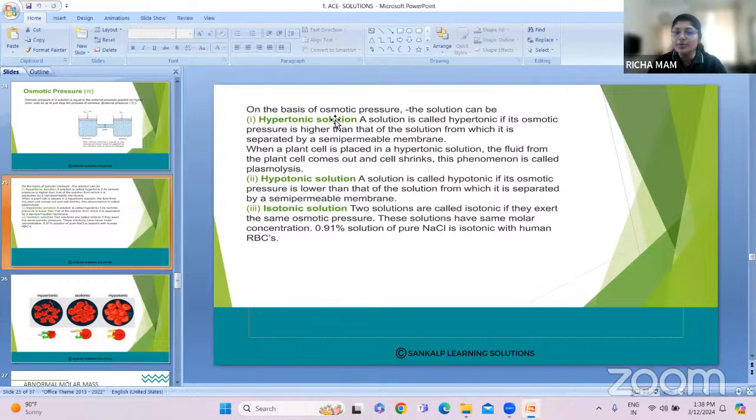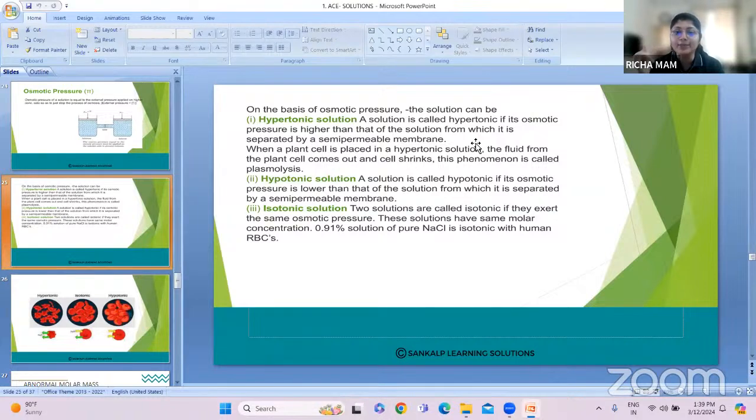Now what do you mean by hypertonic? Hypertonic means the osmotic pressure is higher than that of the solution from which it is separated. So if you have two solutions, and one of the solutions has a higher concentration than the other, then that solution is said to be a hypertonic solution. Hyper means high.